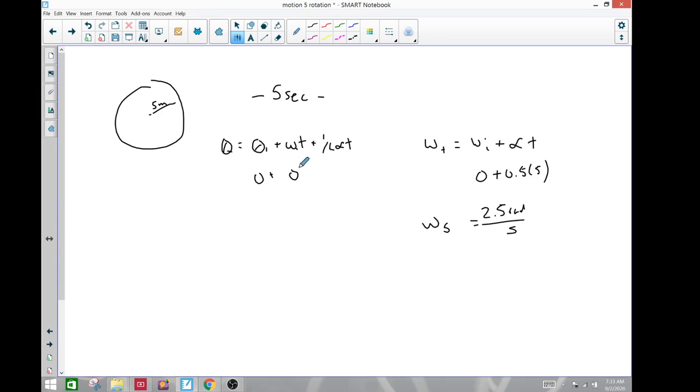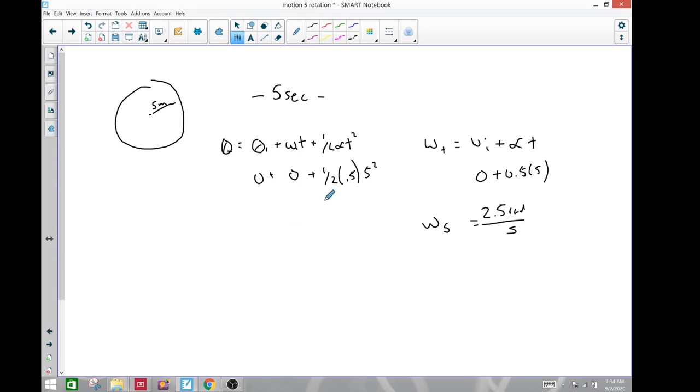So it's got an initial. The time is 5 seconds. Remember, we're trying to figure out what happened to A before B is even rolled. So now this guy is going to be 0.5, and then 5 squared. This is going to tell me how much rotation I've gone through before I even go.